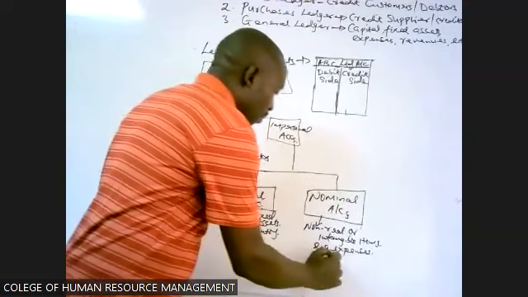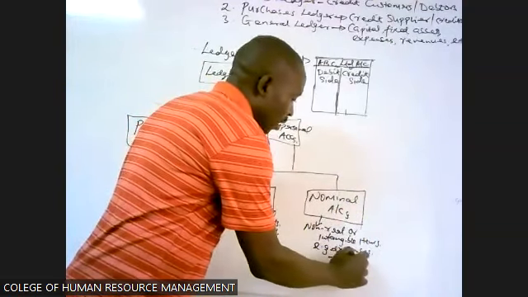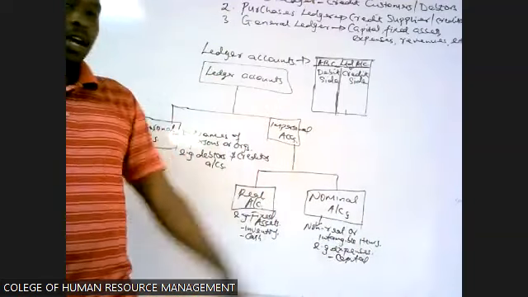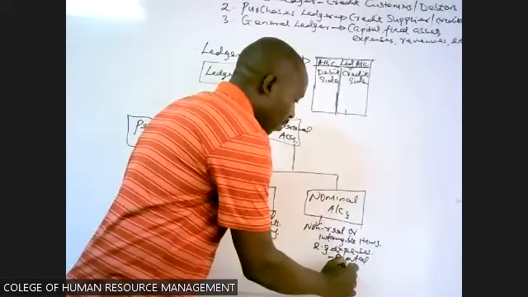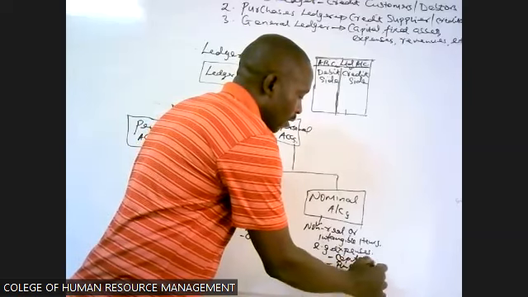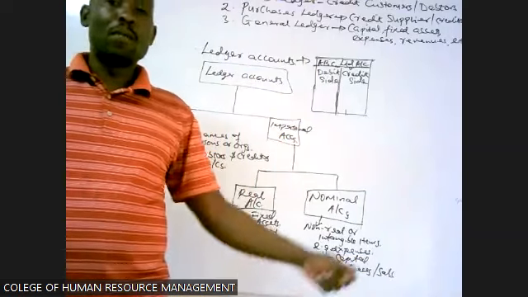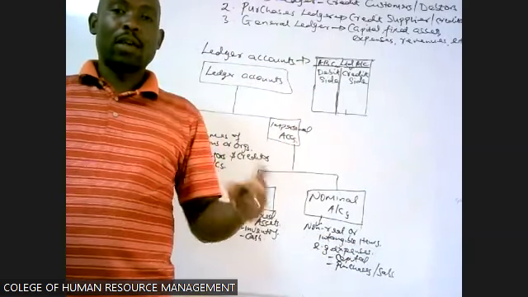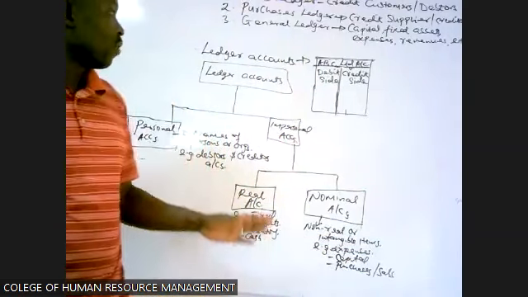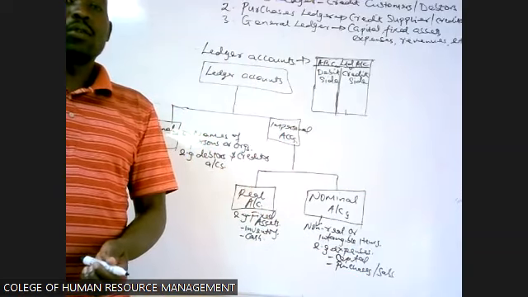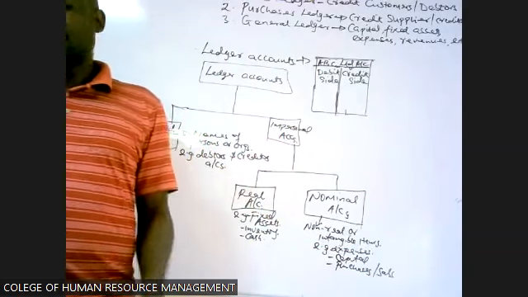We also have something like the capital account. Capital account is a nominal account. We have got the purchases account, the sales. All those are considered as nominal. So to summarize everything, ledger accounts are broadly classified into two.